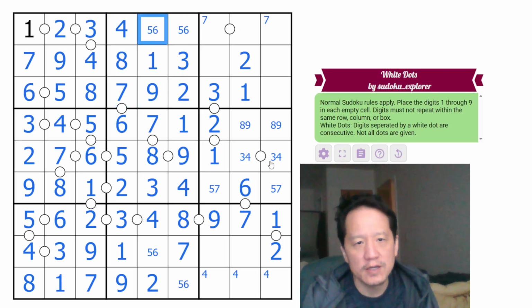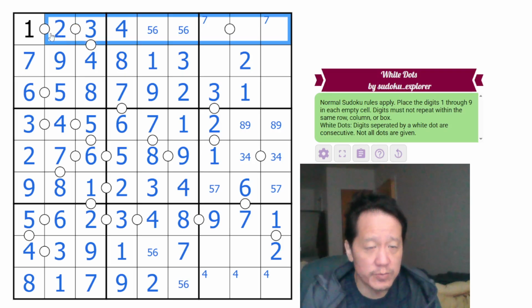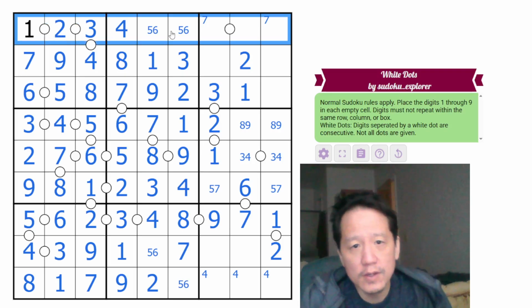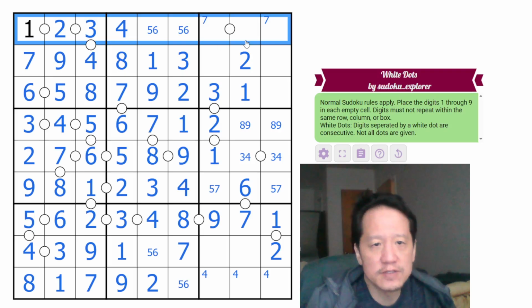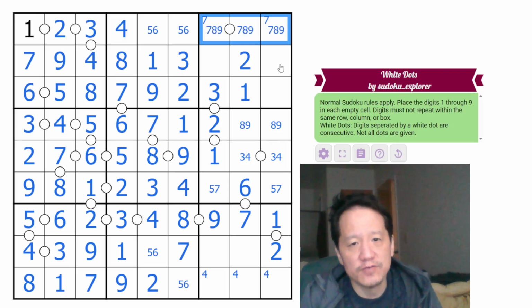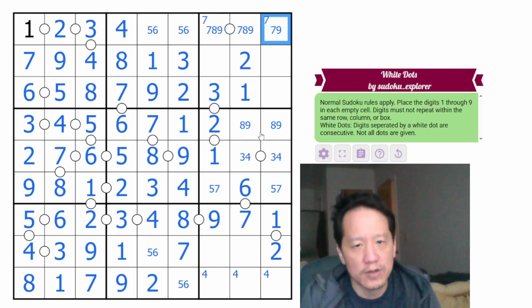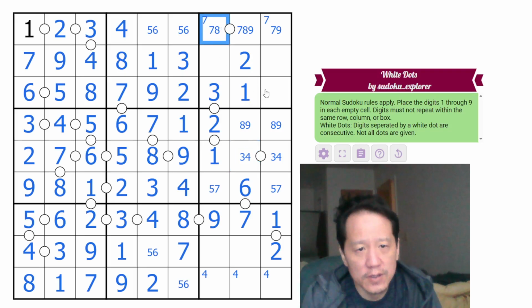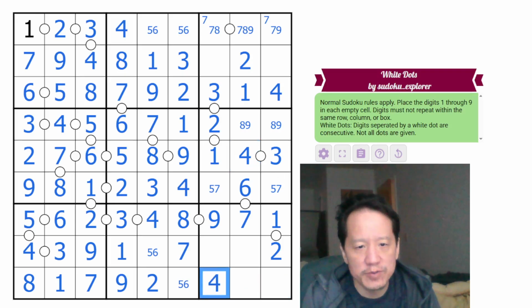This can't be 9. We now have a 5, 6, 5, 6 pair, which eliminates 5 and 6 from the rest of the row. So these must be 7, 8, and 9. And for consecutive digits, it's either 7, 8, or 8, 9. So 8 cannot be here. 9 obviously can't be here. The remaining digit here is a 4, so there's a 4 here, which makes that a 3, which makes that a 4. Neither of these could be 4s now, so this must be a 4.